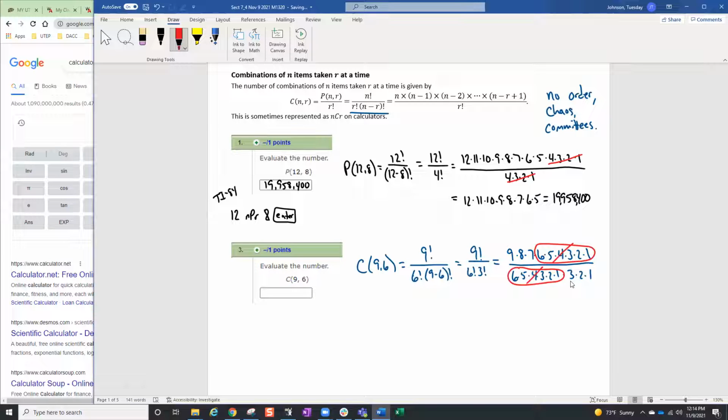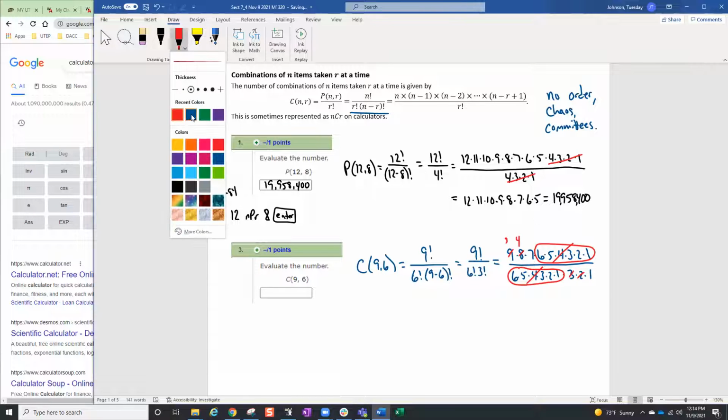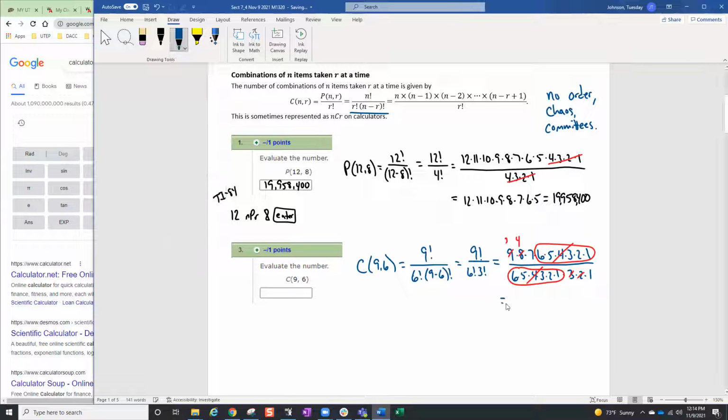But look, we can also, this 3 goes into 9 3 times. This 2 goes into 8 4 times. So it looks to me like if I wanted to actually do this by hand, it's 3 times 4 times 7. 12 times 7 is 84. And what this says is if I have 9 students and I want to put 6 in a group, there's 84 different ways that I could do that.